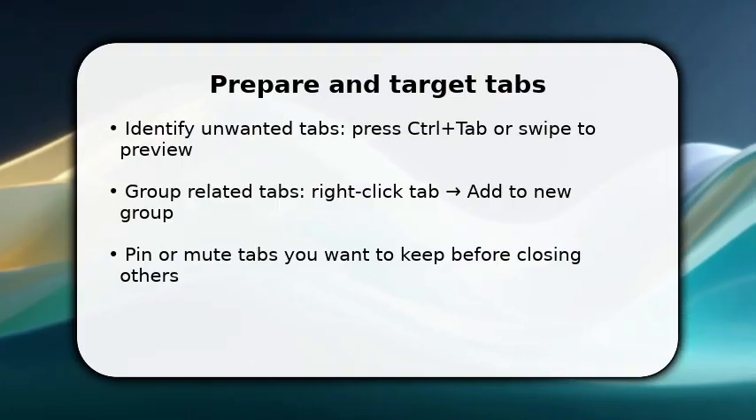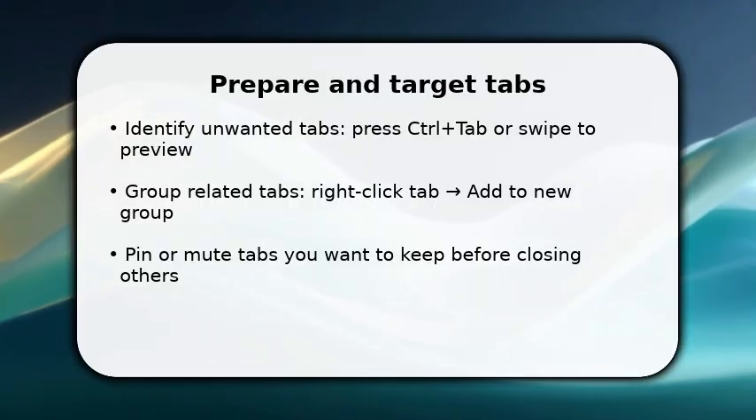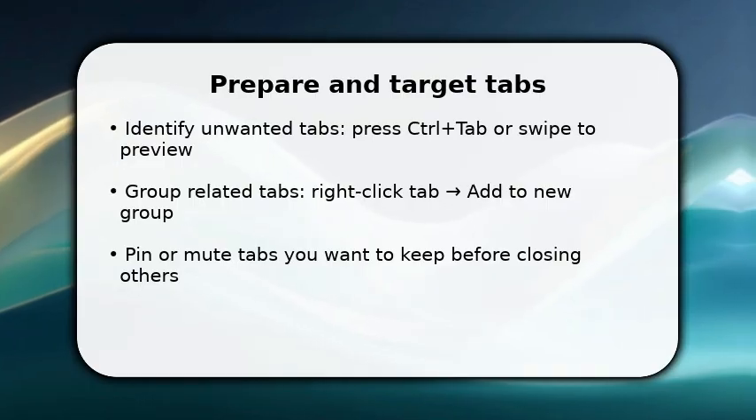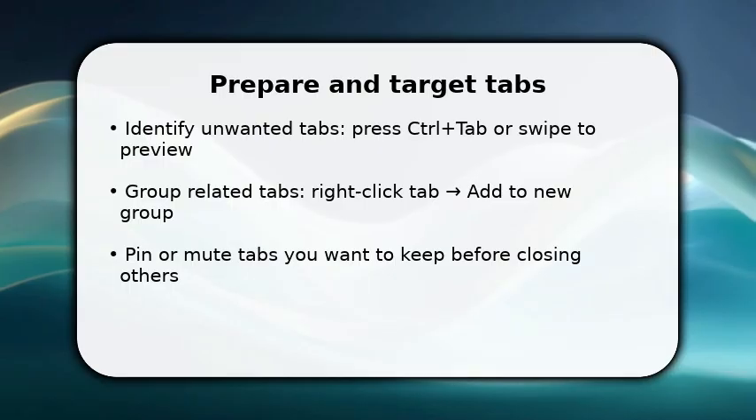You start by targeting the tabs to remove. Open Chrome and quickly cycle with Control plus Tab to locate unwanted pages. Once done, group related tabs so you don't accidentally close needed ones.